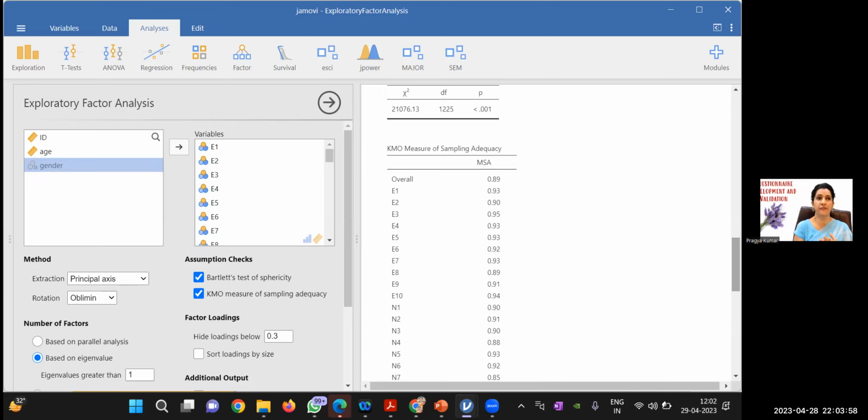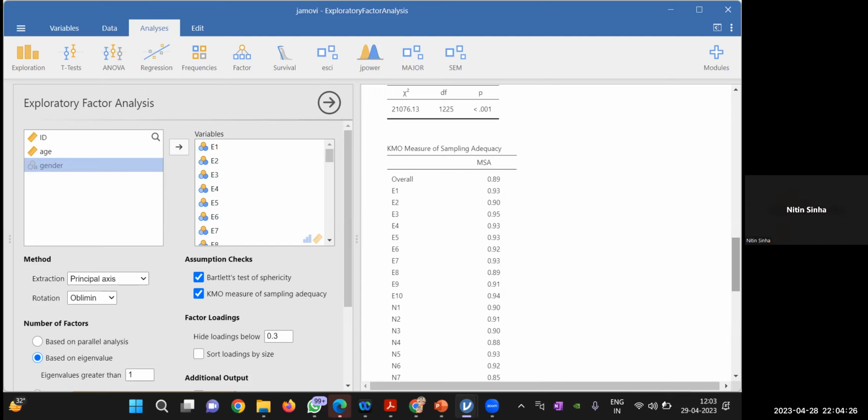Correct, removal of the item is not only on the basis of the KMO measure. You see the factor loading, you see the cross loading, you see the variance, uniqueness, communality. All those things together make the decision-taking process whether to keep or to remove that item. It's not only on the basis of KMO.